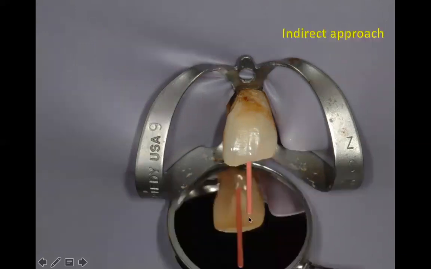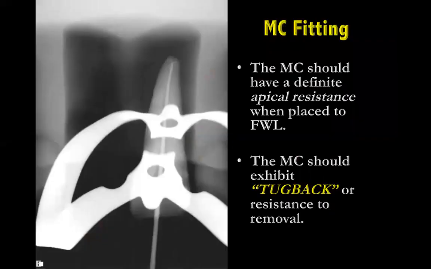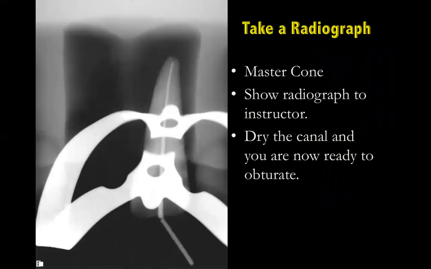If this is an indirect approach, we see from the mirror as well. And the master cone should have apical resistance because we want to feel the tug back. The tug back has to be felt. If the tug back is not being felt, that means some problem exists there, which has to be eradicated. So we take a radiograph and we show it to our instructor. The basic aim of showing the radiograph is that we want to see that we feel the tug back, and the gutta-percha point is exactly at the minor apical constriction. It is not crossing the minor apical constriction, and it is not crossing the radiographic apex as well.